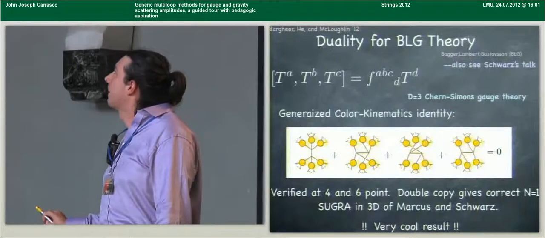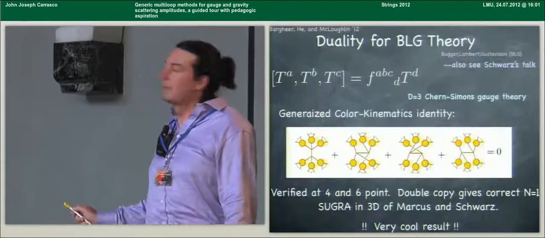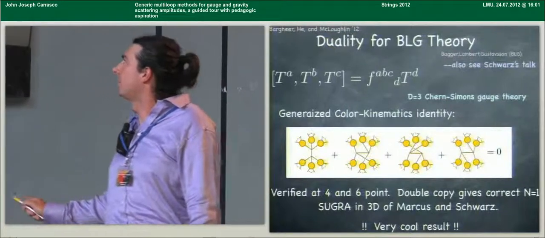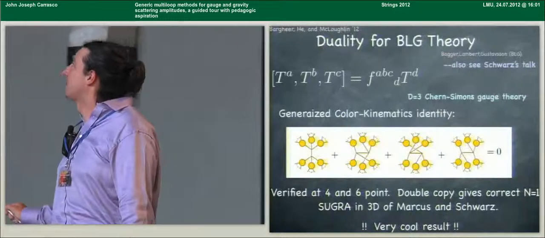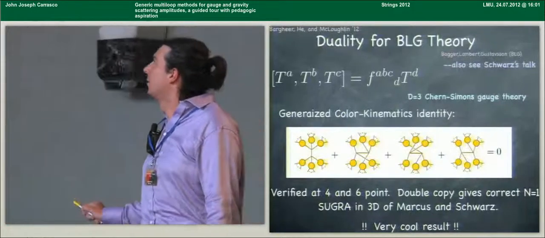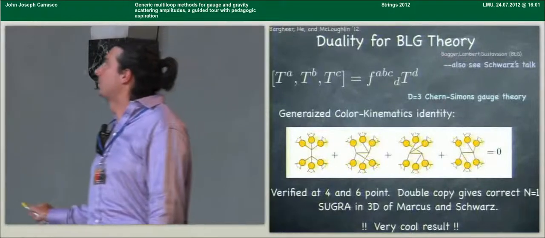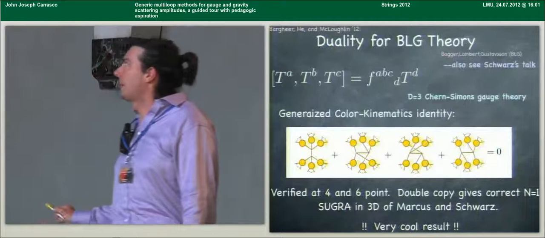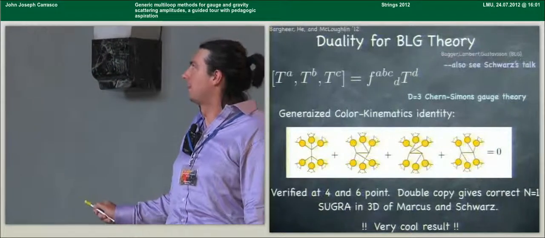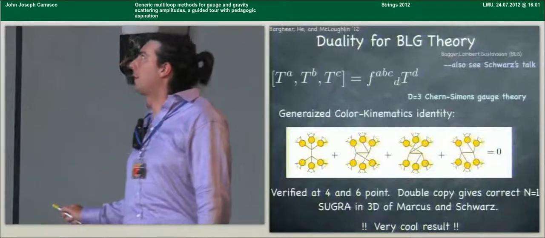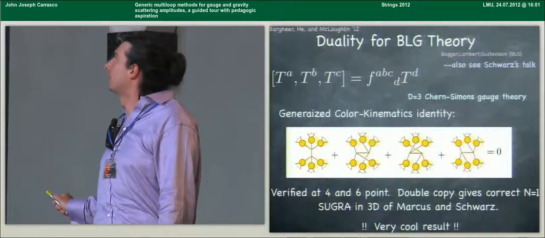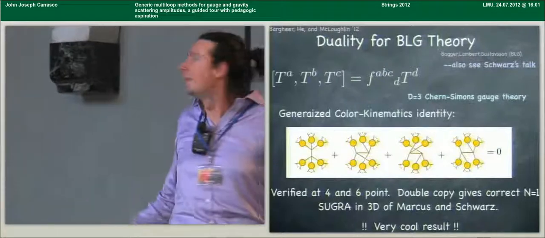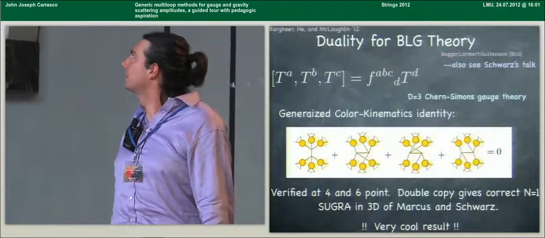Just a few months ago, these guys proposed a generalization of the color-kinematic duality for BLG theory. So you've got this three-algebra relation here: instead of a Jacobi with 4 terms, you have a Jacobi with 3 guys, a generalized Jacobi with 4. What they hypothesized was that as the color obeys this, you can find a representation where the kinematics obey this. This was verified at 4 points, which isn't as significant as the fact that it was verified at 6 points, and the double copy of this gives the correct N=16 supergravity amplitude in the 3D theory of Marcus and Schwarz. I think this is a very cool result. I look forward to seeing what comes out of this.